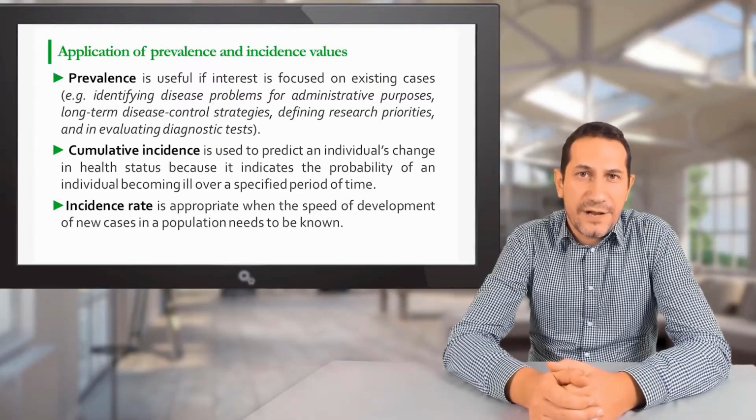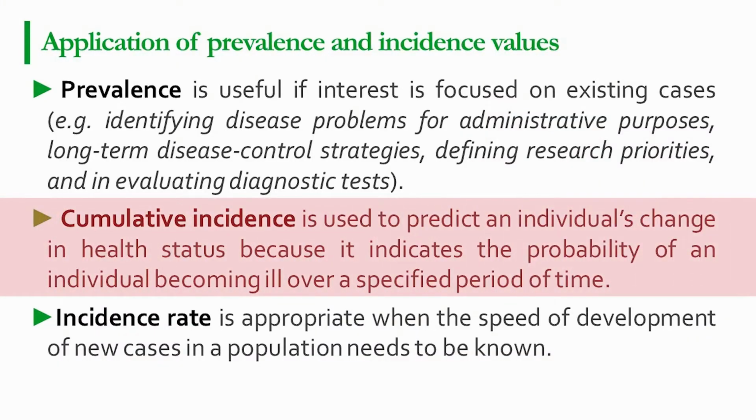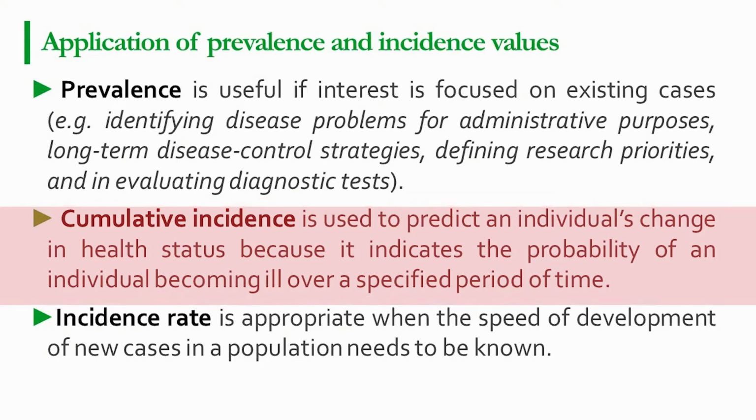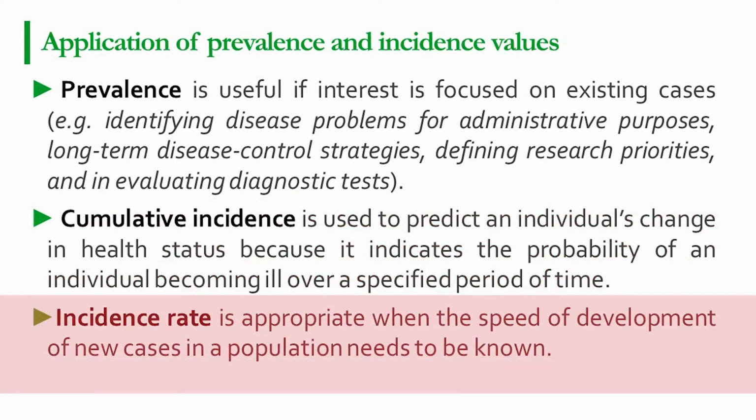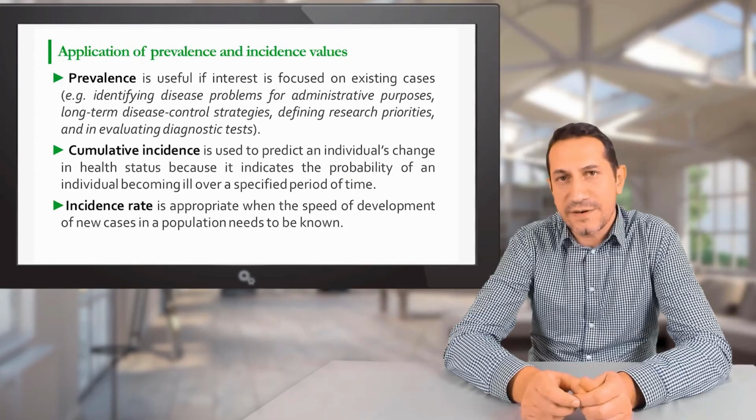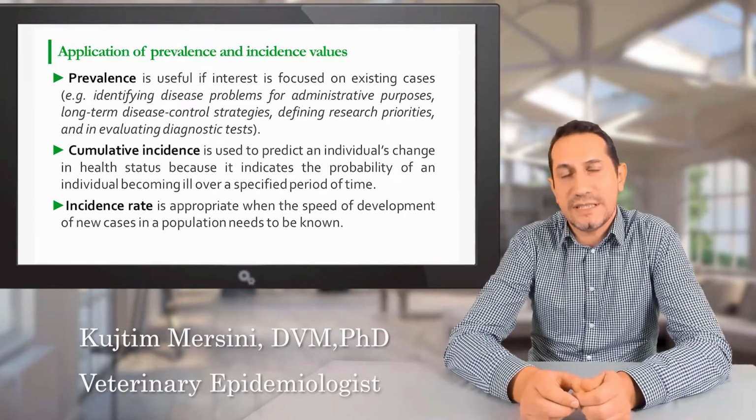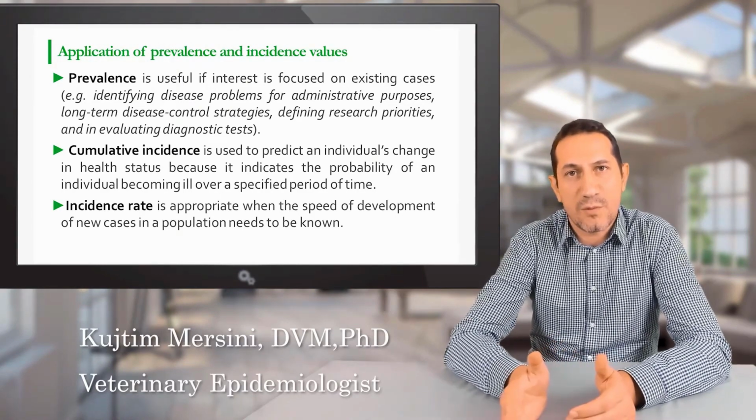Cumulative incidence, on the other hand, is a measure of risk, and it's used to indicate the probability of an individual becoming sick during a period of time. And while the incidence rate is not directly interpreted at an individual level, it is appropriate when the speed of the development of new cases, so the speed of propagation of a disease, needs to be known. This is especially important when we deal with new diseases, when we want to know how fast they are moving.